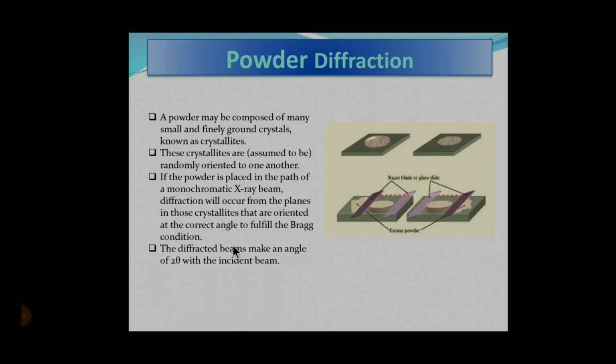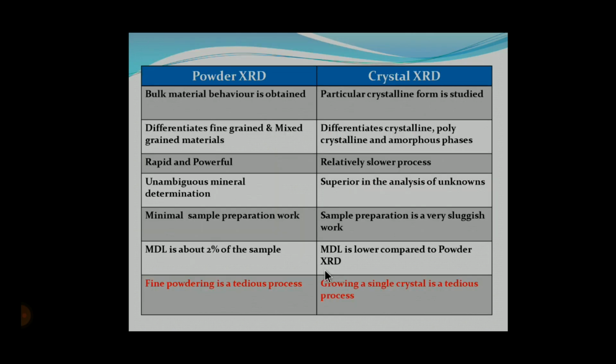That is what we do in powder diffraction. So the diffracted beam makes an angle of 2 theta with the incident beam. So we will be recording intensity versus 2 theta. So 2 theta will be on the horizontal axis and intensity along the vertical axis, right? Next we will get on to the comparison between powder XRD and crystal XRD. Considering powder, we will be getting the bulk material behavior, because different granules will be representing each and every possible crystal structure for the particular material.